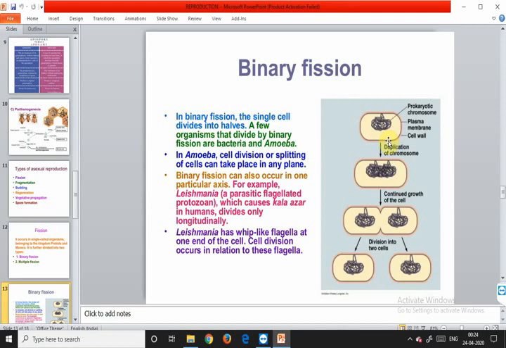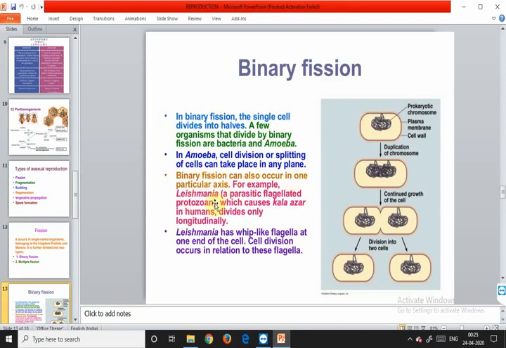What is binary division? In binary division, if the cell divides into equal halves, this is not the case of amoeba, because in amoeba splitting occurs from any direction. Binary division, binary means formation of 2. So it can also occur in one particular axis.